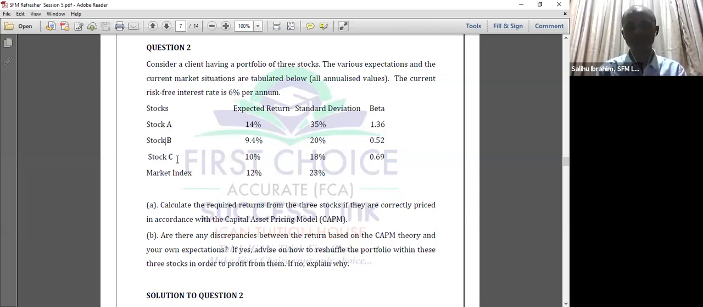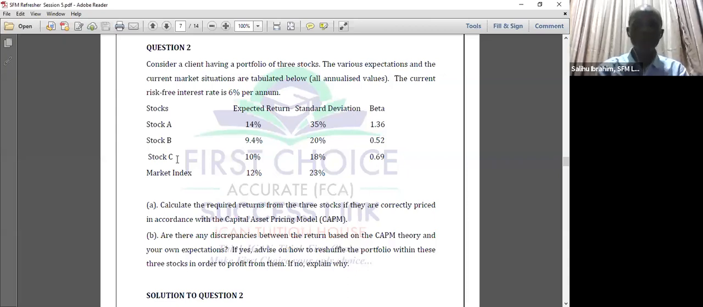What about expected return? Standard deviation is measured as the square root of the summation of probability times (x minus x bar) squared. That is how our standard deviation is measured.